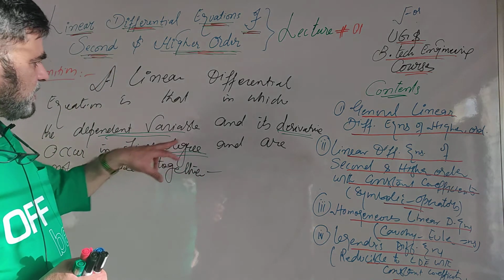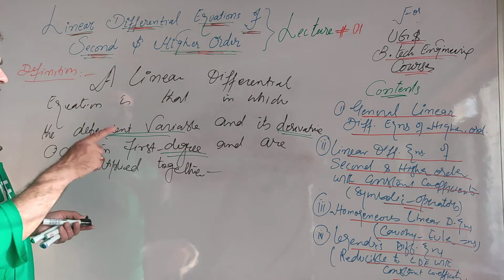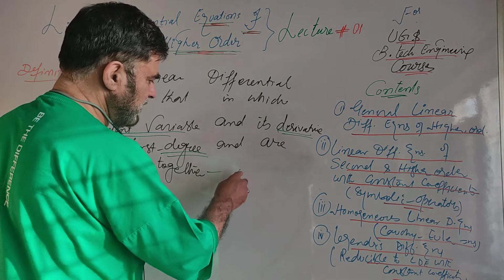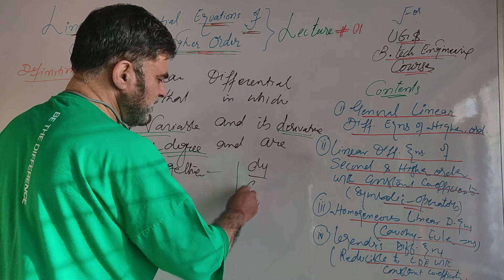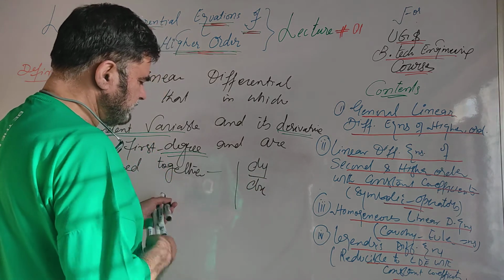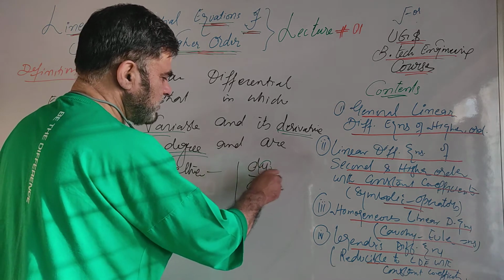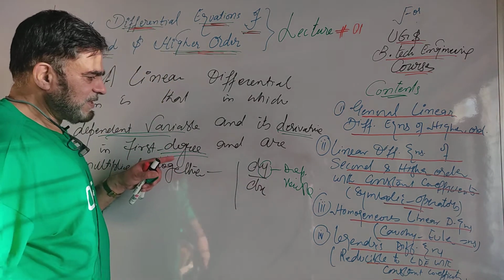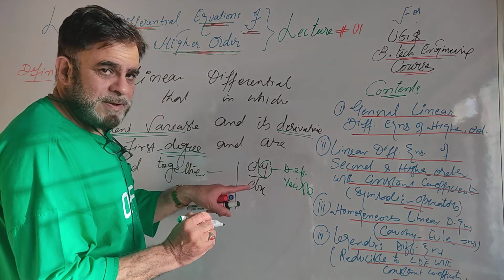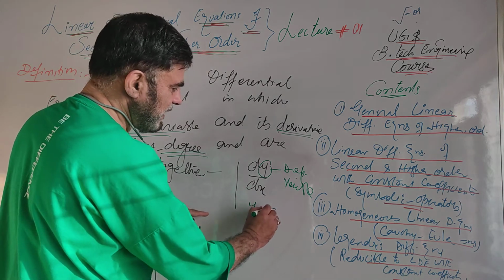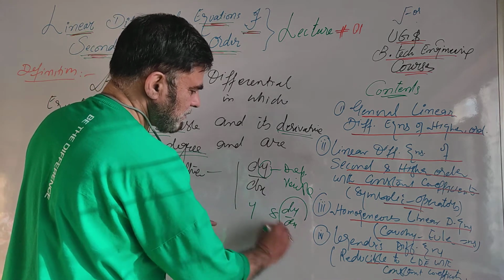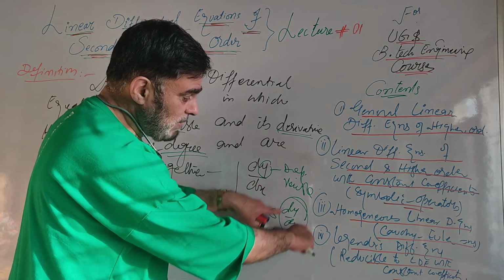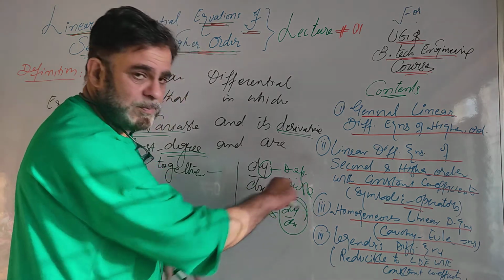So the dependent variable and its derivative must occur in the first degree. If you have a derivative in the differential equation, say dy by dx, and this y is your dependent variable, remember, you say in the definition that y should occur in the first degree. That means it should have y and dy by dx, and dy by dx, its degree, that is its power, the whole power of dy by dx, should always be 1.